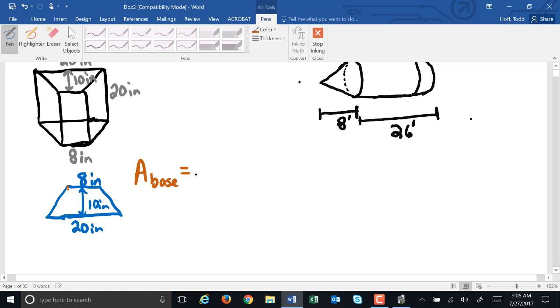I'm going to do it by cutting it like this. So what I have now is piece 1 here that is a rectangle that is 8 inches by 10 inches, which is 80 square inches. Piece 2 is going to be found by putting together these two triangles.